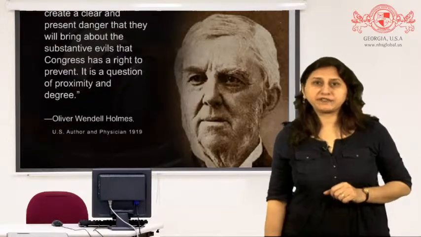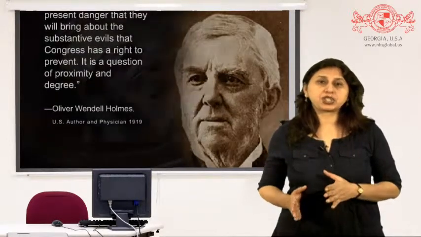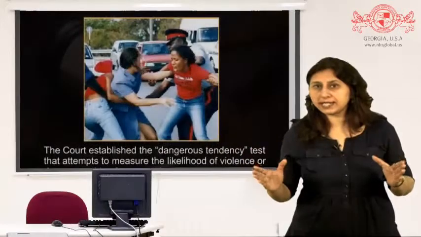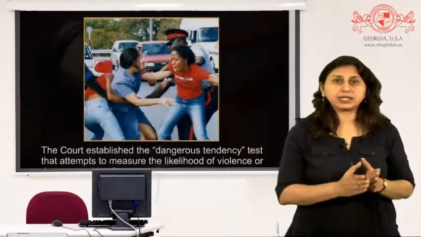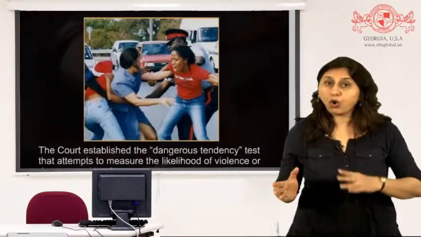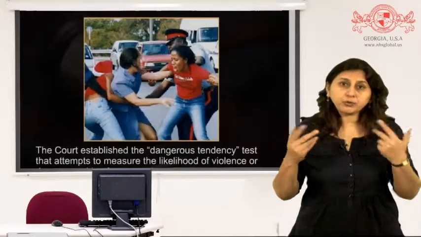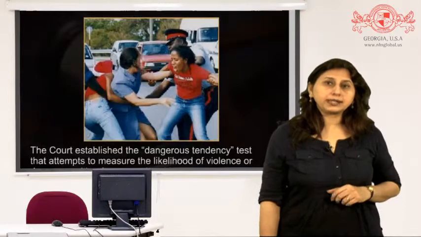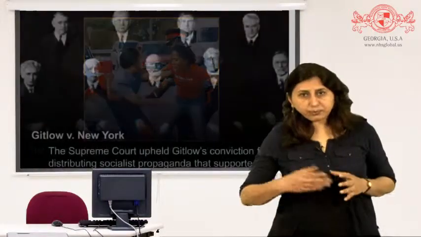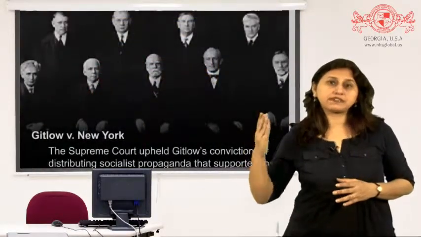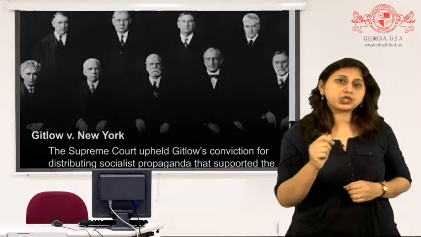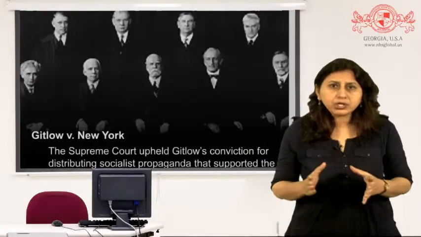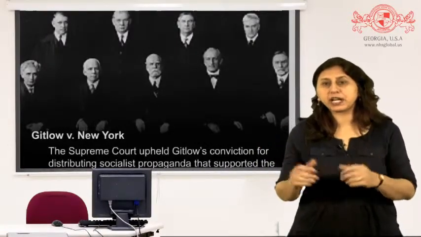In 1925, the court established the dangerous tendency test that attempts to measure the likelihood of violence or danger resulting from questionable speech. In Gitlow versus New York, 1925, the Supreme Court upheld Gitlow's conviction for distributing socialist propaganda that supported the violent overthrow of the government.